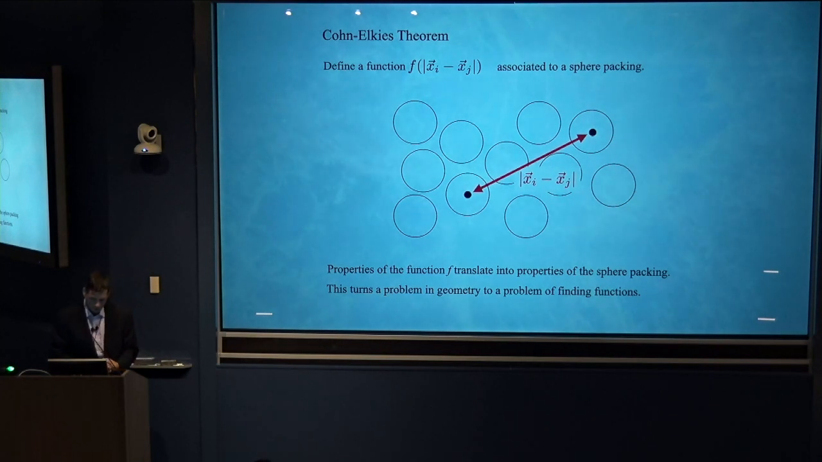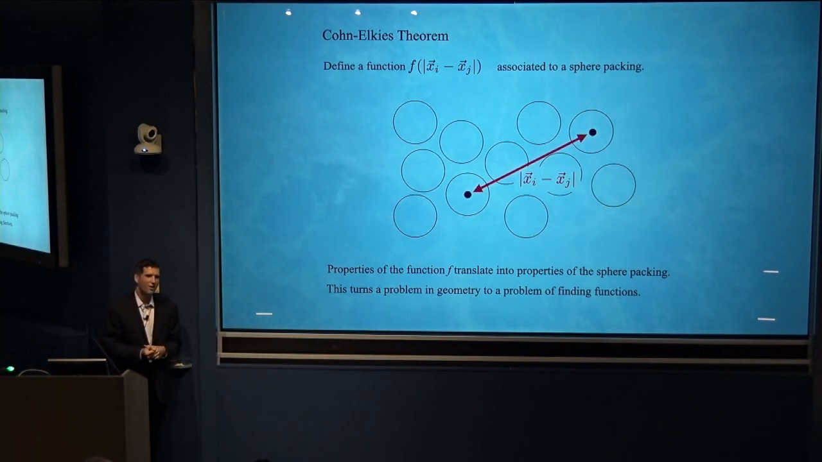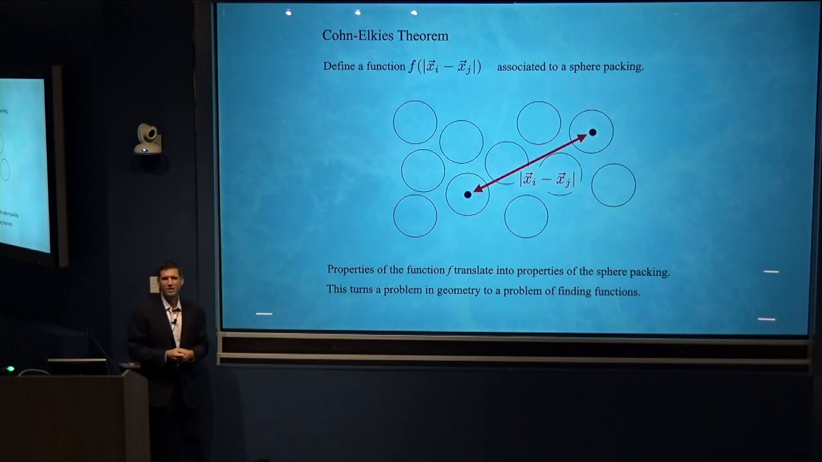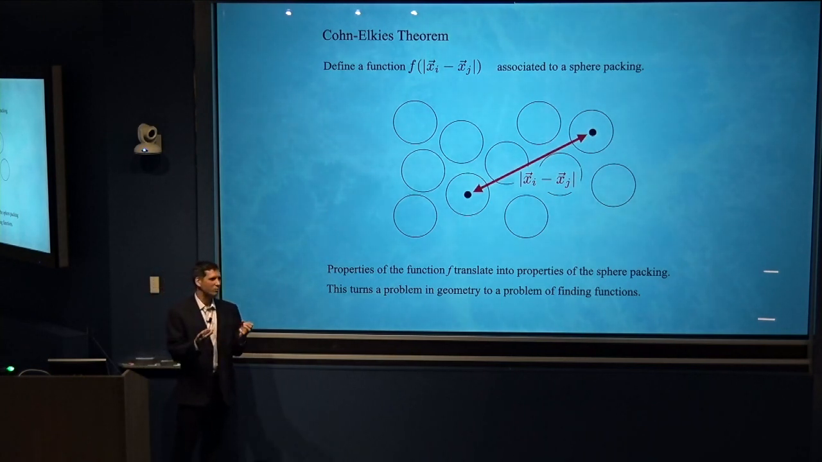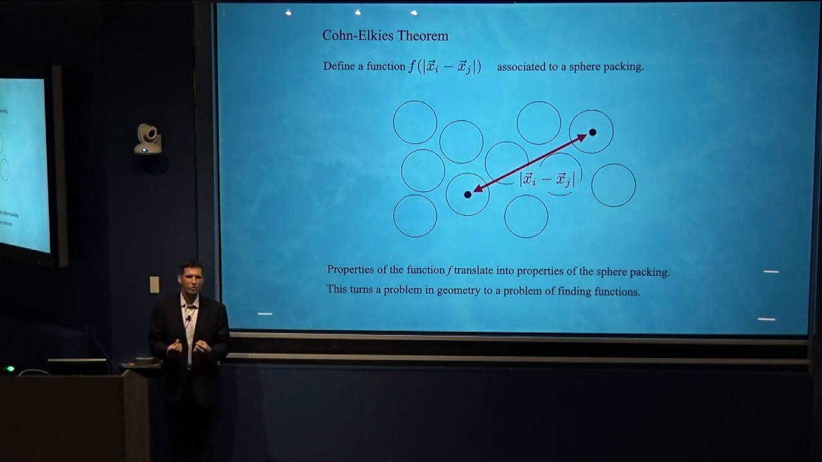So this turns a problem in geometry into a problem of finding functions. What they showed is that this now becomes a problem of looking for good functions that can show the properties that you want. In particular, they're trying to look for the densest possible configuration of spheres. So there's some procedure to look for the associated function.